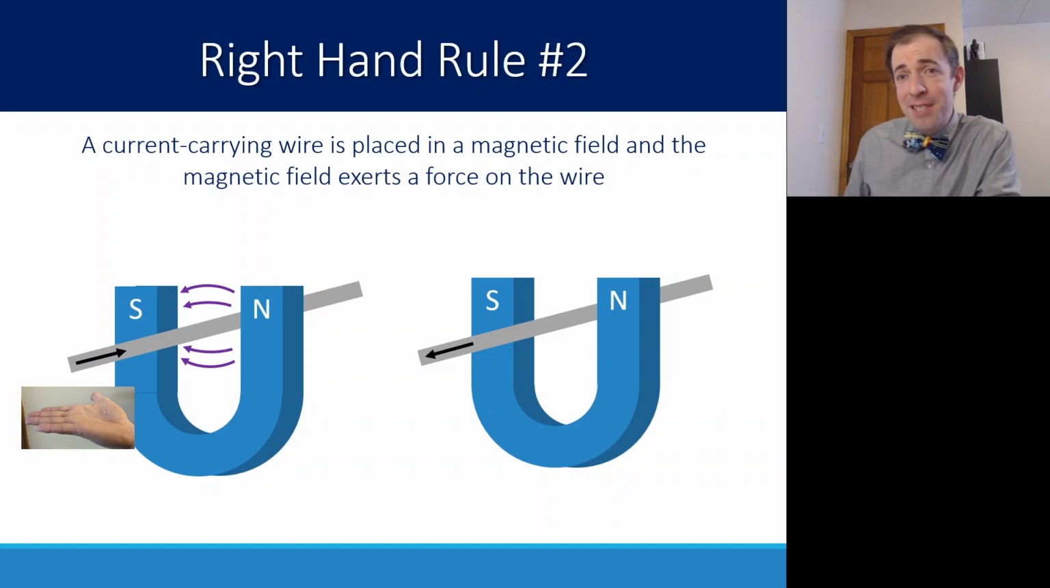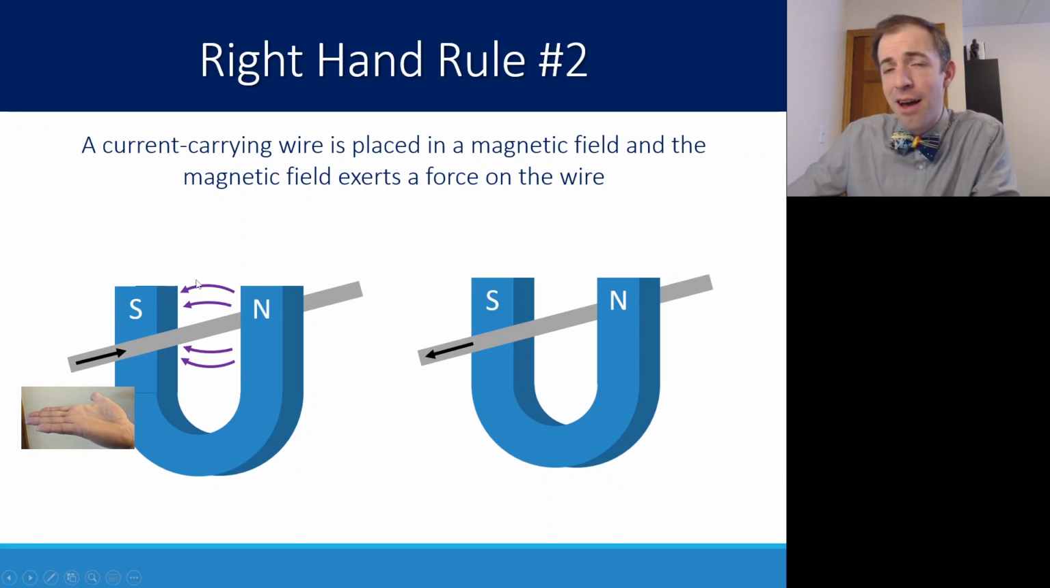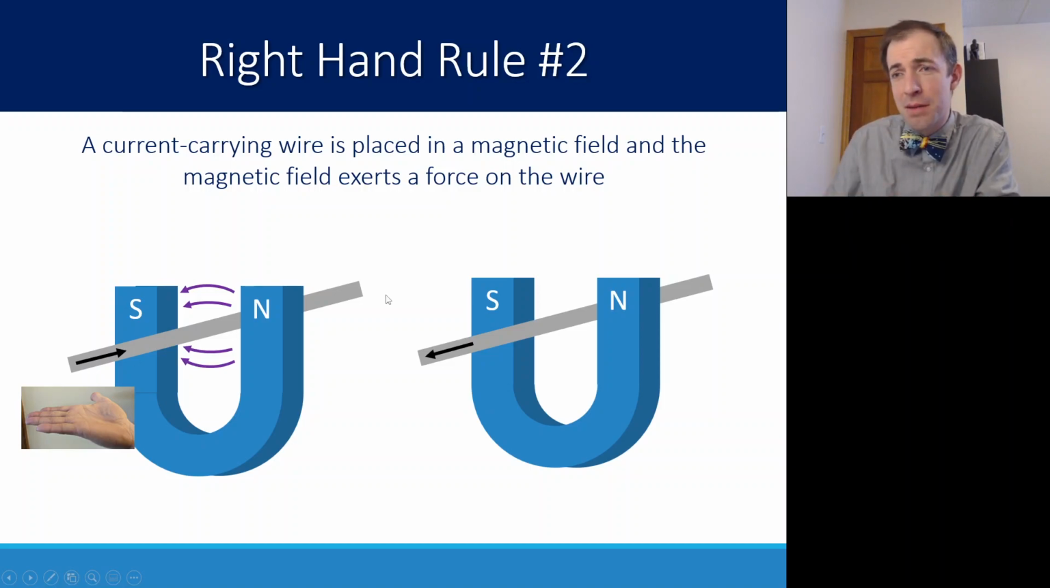So the way I'm going to represent that is my fingers are going to point from north to south, and my thumb is going to point into the screen, showing that this is going into the magnet from the front to the back. And in doing so, my palm is pointing up, which means that this wire is going to experience an upward force.